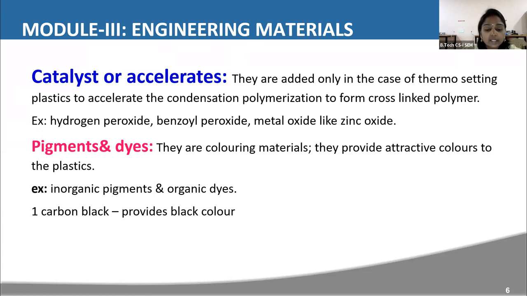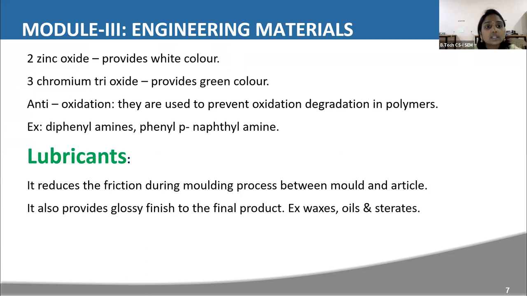Pigments and dyes are coloring materials, they provide attractive colors to the plastics. Next one is zinc oxide, it provides the white color. Chromium trioxide provides the green color. Antioxidants are used to prevent oxidation degradation in polymers. Example, diphenyl amines and phenyl beta-naphthyl amine.